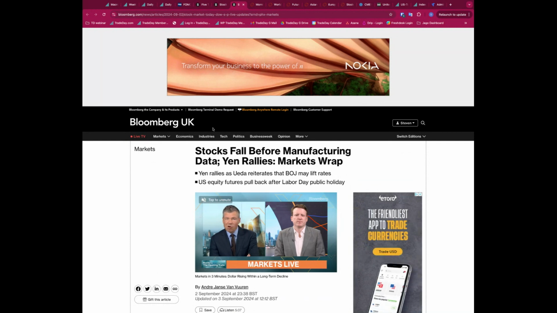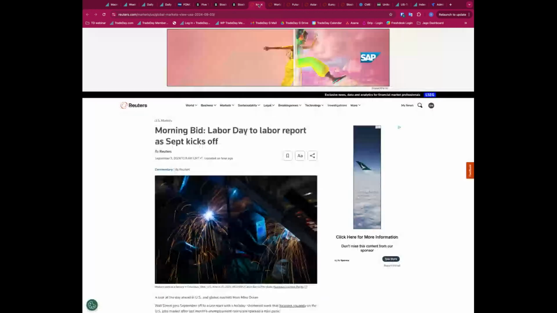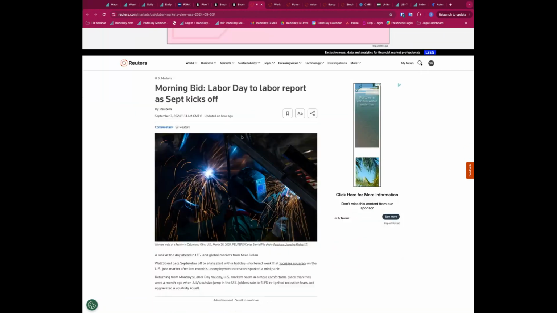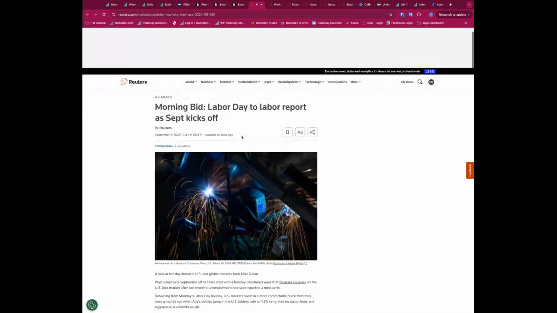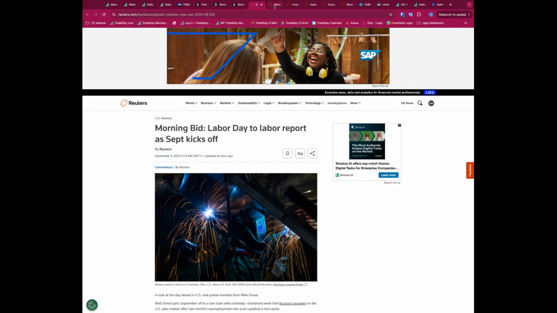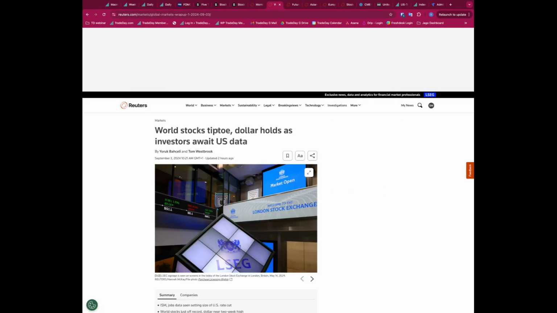Stocks fall before manufacturing data, same with the Labour data, the Labour report as September kicks off. So again, this is similar to 5 Things to Start Your Day, the Morning Bid out of Reuters. So Labour Day yesterday and the jobs report coming up on Friday. World stocks tiptoe, dollar holds as investors await US data.